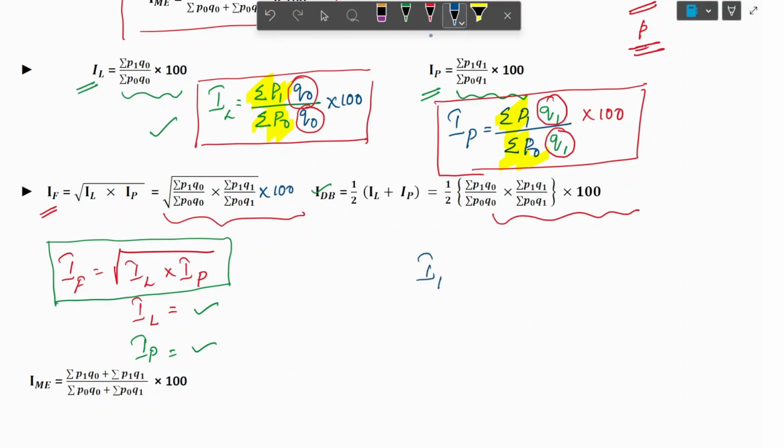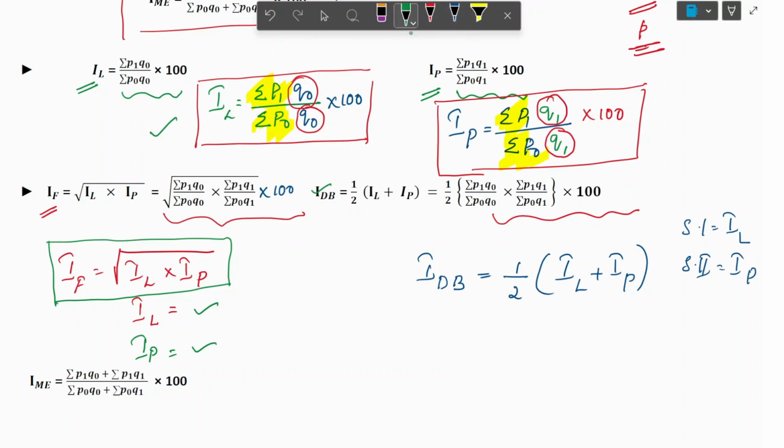IDB, how do you remember IDB? That is Dorbish-Bowley's index number, half, 1/2 into IL plus IP. That means again step number 1, calculate IL. Step number 2, calculate IP. Then substitute in this formula. That means you are going to get the Dorbish-Bowley's price index. With this method, this is a way to learn.